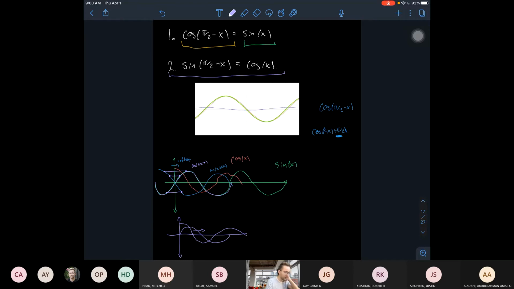Okay, so the cofunction identities really say just a little bit more than saying that these two functions are each other just up to a phase shift, which is also true.